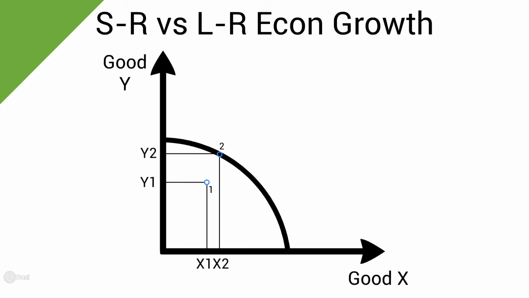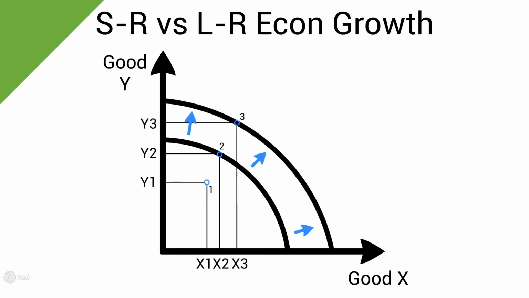We can also show long-run economic growth on a PPF curve. We can do this by shifting the PPF curve outwards, and this could be a movement from point 2 to point 3. The movement from point 2 to point 3 allows more of both goods to be produced, and the quantity of goods and services produced in the economy increases, which is long-run economic growth.